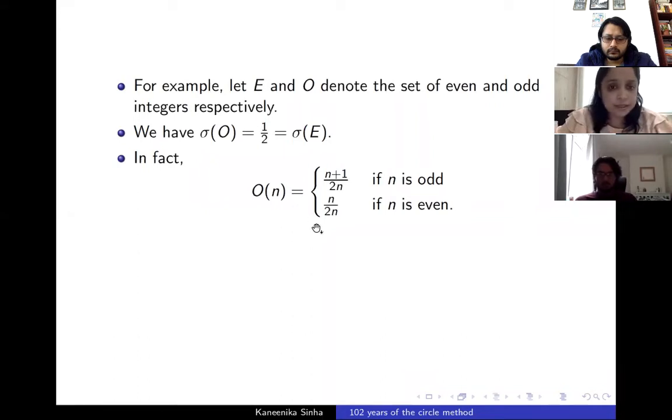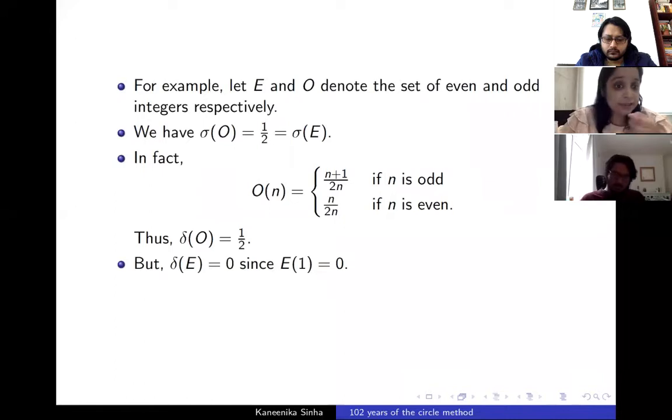So this tells us that the Schnirelmann density of O is equal to half. So for the odd numbers, the Schnirelmann and the natural densities match. But for the set of even numbers, that does not happen. The Schnirelmann density of the set of even numbers is 0.